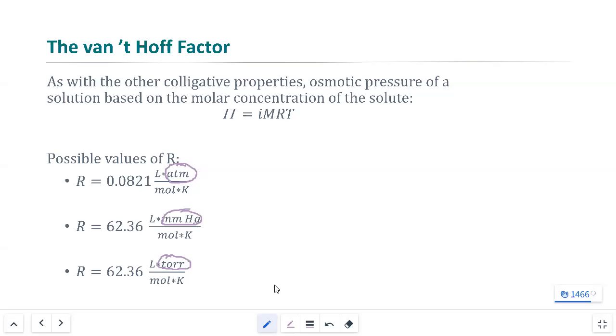Now, all 3 of those values are on that equation sheet that we give you. So don't worry about memorizing any of them. Just understand that the use of one versus the other has everything to do with what the pressure unit is. So if we know that the pressure unit we're shooting for is atmospheres, we're going to use that top one. If we're looking at millimeters of mercury or torr, we're going to use that bottom one.